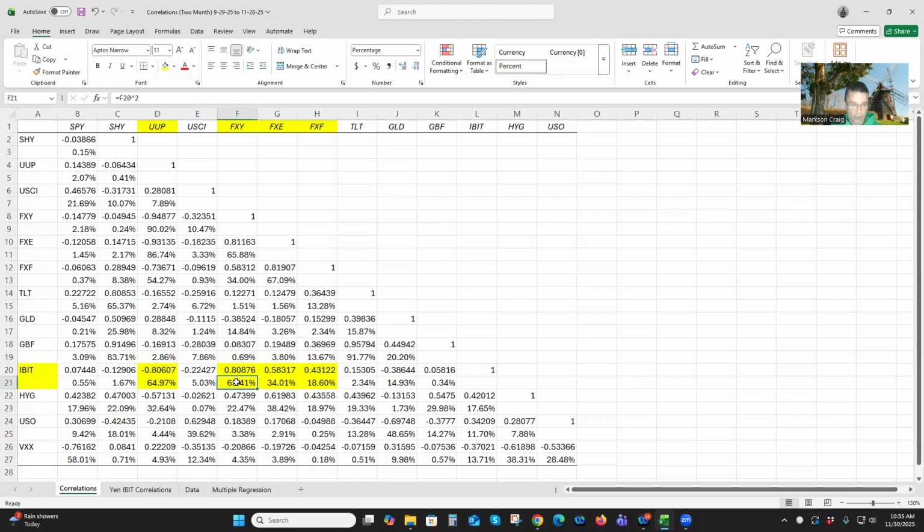However, the strongest correlation is with the Japanese yen. And that is a positive correlation. So as the Japanese yen goes up in value, Bitcoin goes up by 65.41%. So that's the strongest relationship here.